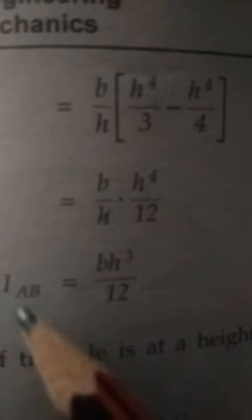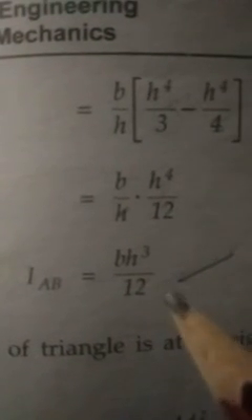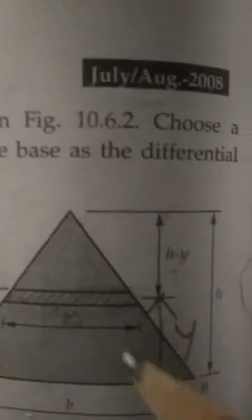So the moment of inertia of a triangle is b h cube divided by 12. That is the derivation of the moment of inertia of a triangle. This is a very important derivation which you need to determine, so you remember it. So for the triangle, the moment of inertia will be b h cube divided by 12. So we'll go for the next derivation.